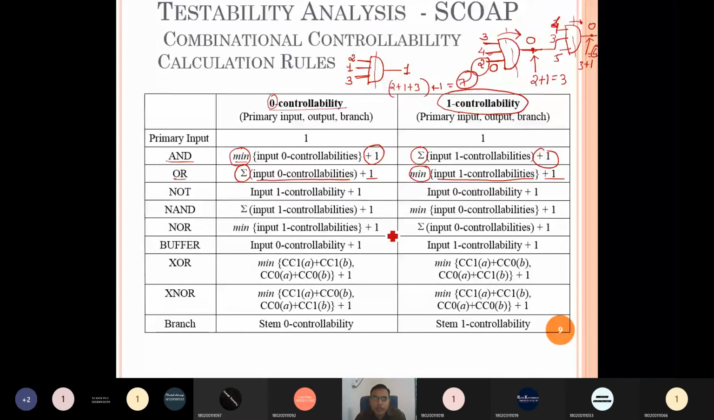For the NOT gate, if you want to set the output to 0, we need the input to be 1, since it is an inverter. So the output zero controllability is the input one controllability plus 1, because one stage is added. To set the output to 1, it is the input zero controllability plus 1.